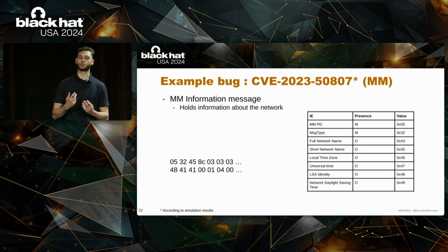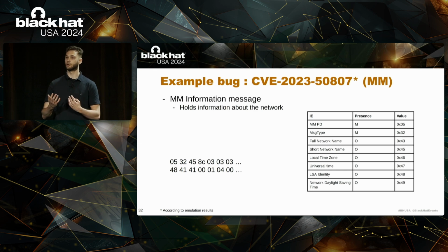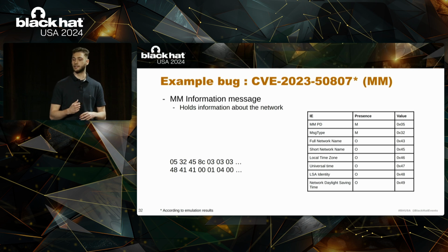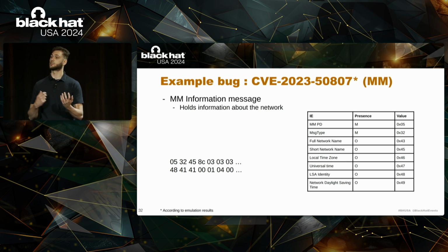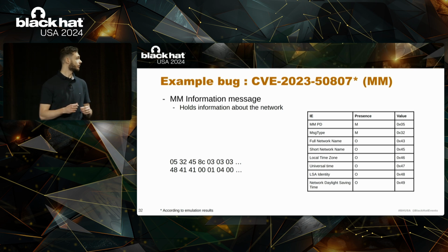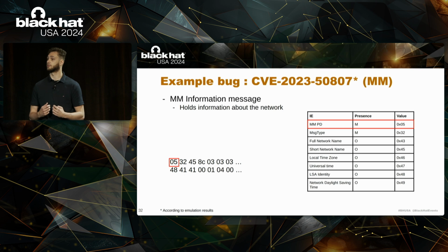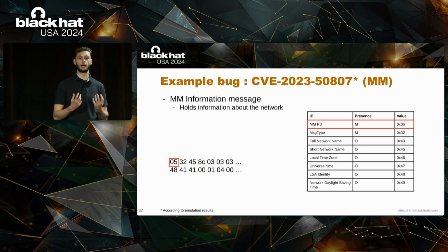And these messages, or layer-3 messages in general, consist of information elements, or IEs. Each IE is either mandatory, so the M, or is either optional. And it has a magic value that indicates whether it's present or not. On the left, we have an example payload, and we see that it starts with the value hex 5. And hex 5 is the protocol discriminator of a message.